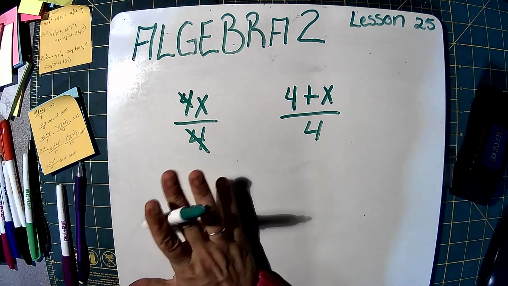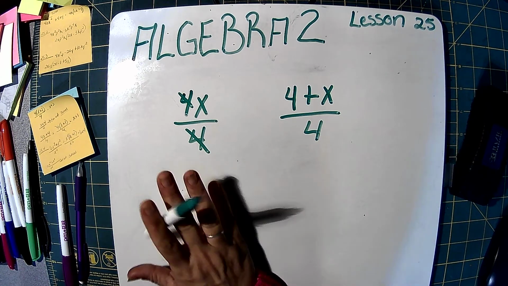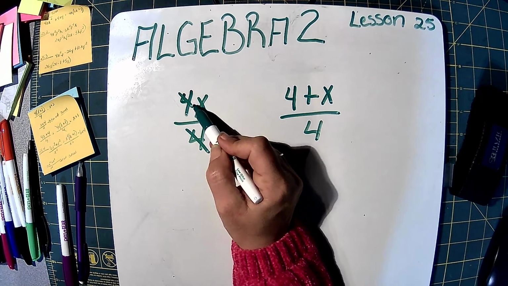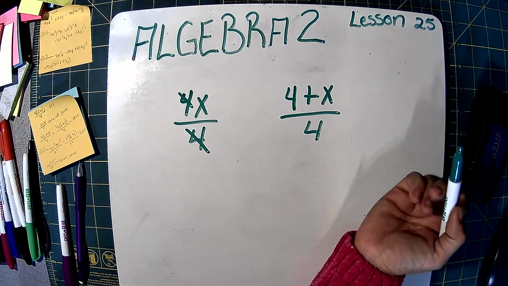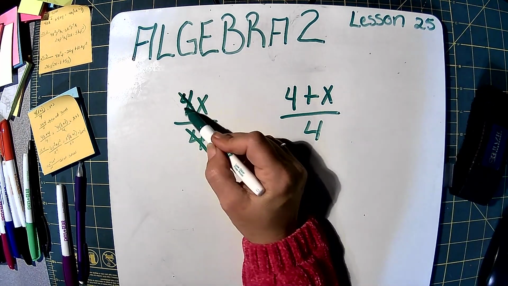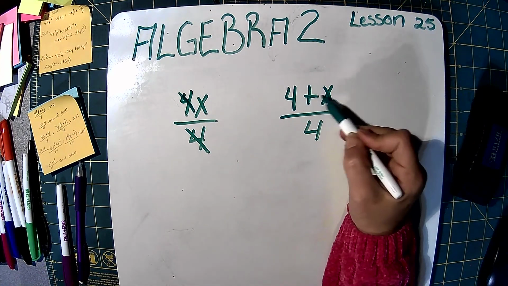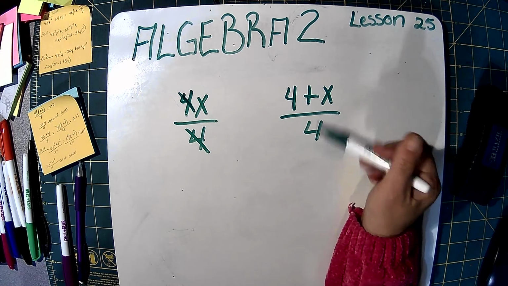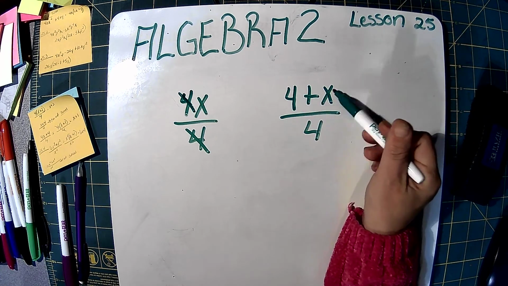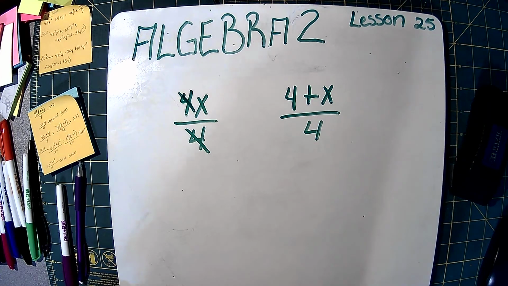The reason why is we can only cancel things that are being multiplied, only factors that are being multiplied. In this one, we had 4 times x. We could cancel that because this is 4 times x divided by 4. In this one, we have 4 plus x divided by 4, and we cannot cancel that because it's not 4 times x, it's 4 plus x.